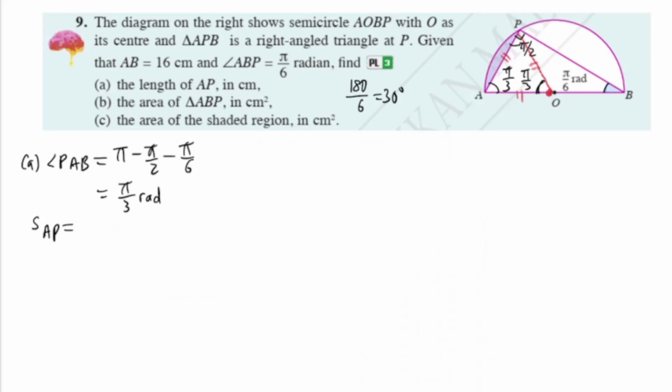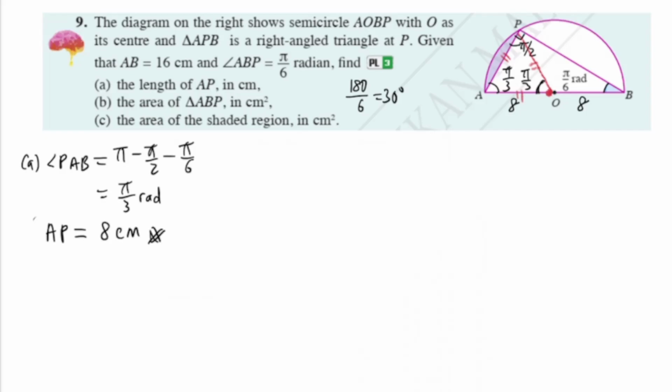AB is 16, so this should be 8 and 8. Diameter is 16, radius is 8, right? Okay, sorry, you're not finding length of arc AP. You're finding length of chord AB, yeah, but they should just say length of chord, right, not length of arc. Okay. Well, then this will be just 8 cm because it's equilateral.